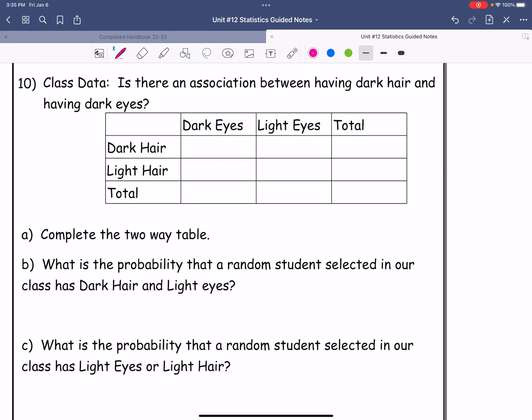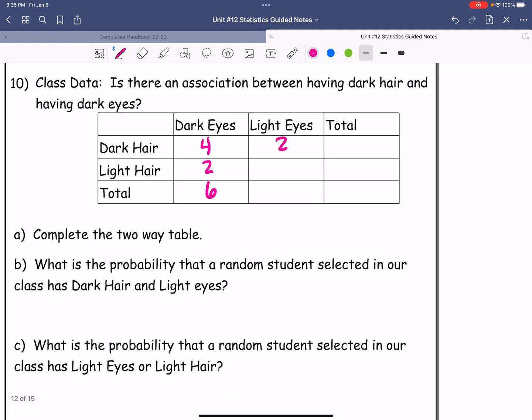So let's take some data from the class. Maybe we don't have data because you're watching a movie, you were absent. So I'm making up data here. Let's put this in: 4, 2, 6, 2, 8, 10, 6, 10, 16. Complete the two-way table, done.